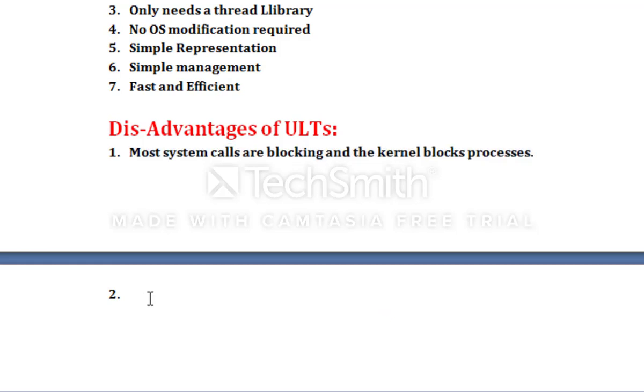Second disadvantage is the kernel can only assign processes to processors. Two threads within the same process cannot run simultaneously on two different processors. So it depends on that: the kernel can only assign processes to processors. This is again a disadvantage.